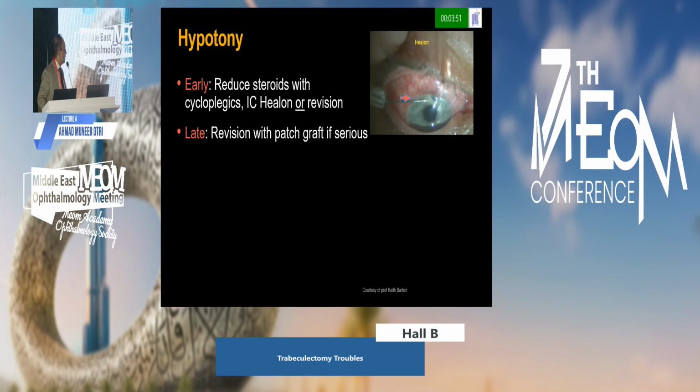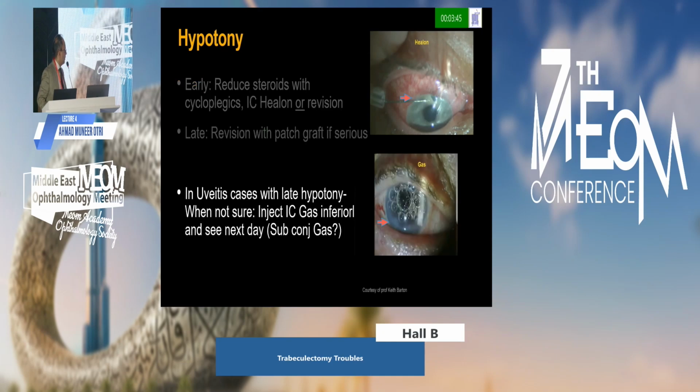If you have late hypotony, we all know you have to consider revision, but you need to be prepared with the scleral graft if that's serious. In cases with uveitis, because you don't know whether this hypotony is happening because of ciliary body shutdown or overflow, if you are not sure, inject air. If you inject air and then see the patient within a few hours, if you see the air under the conjunctiva, it means it's overdraining.